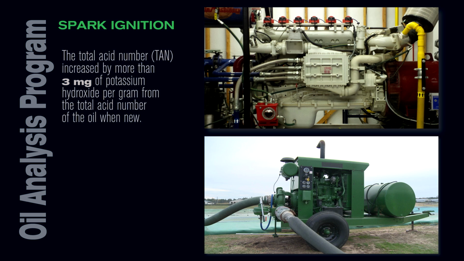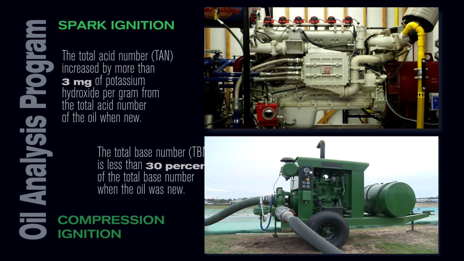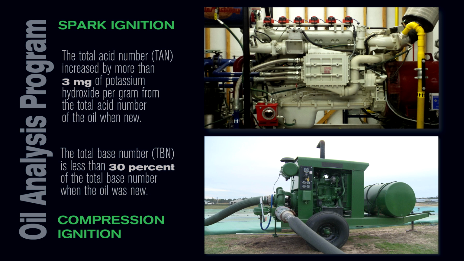For spark ignition engines, the total acid number increased by more than 3 milligrams of potassium hydroxide per gram from the total acid number of the oil when new. And for compression ignition engines, the total base number is less than 30% of the total base number when the oil was new.